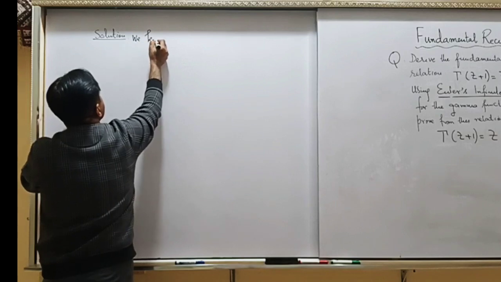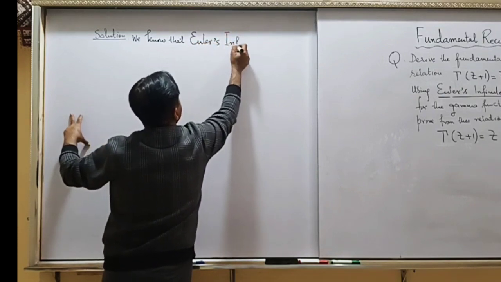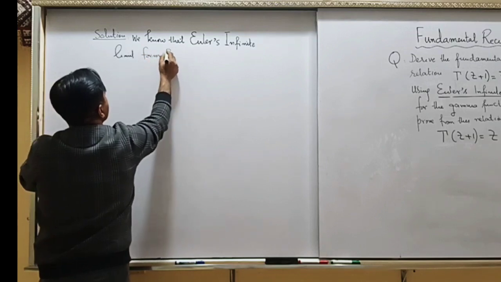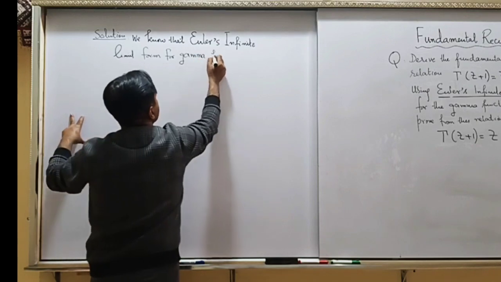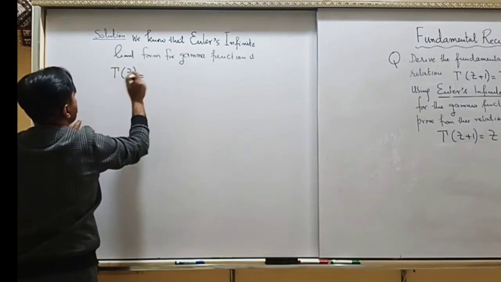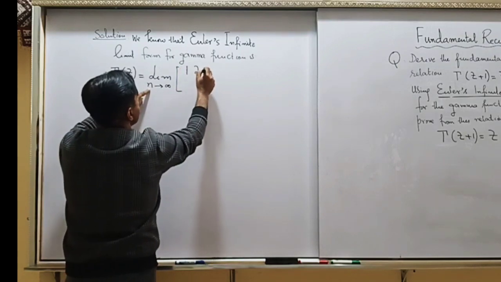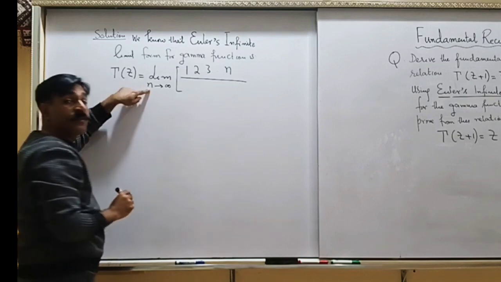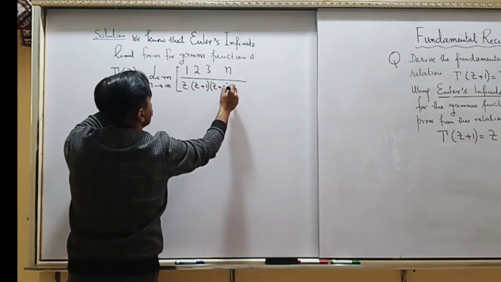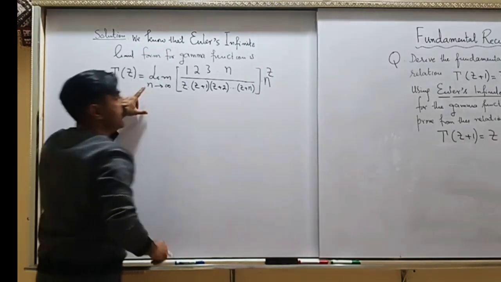We know that Euler's infinite limit form for gamma function is, so first write the definition of the gamma function, and that is limit n approaches to infinity, and for n you have n factors in the numerator and n plus 1 factors in the denominator in the form of z into z plus 1 into z plus 2 dot dot z plus n, and whole thing is multiplied with n to the power z.